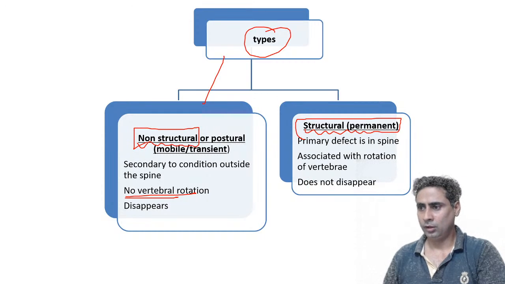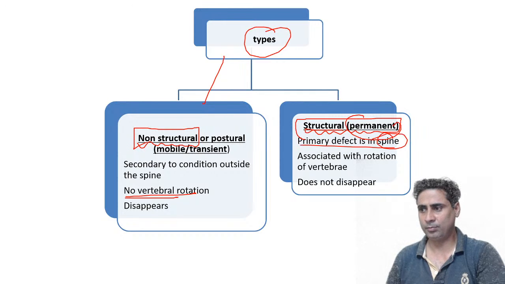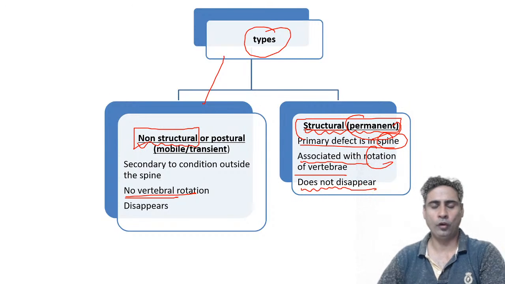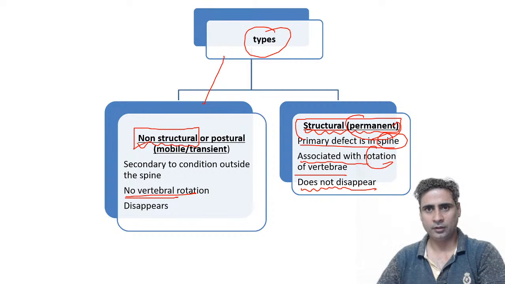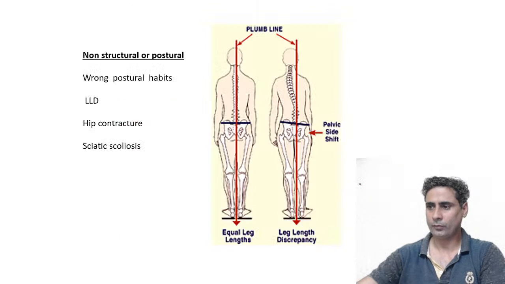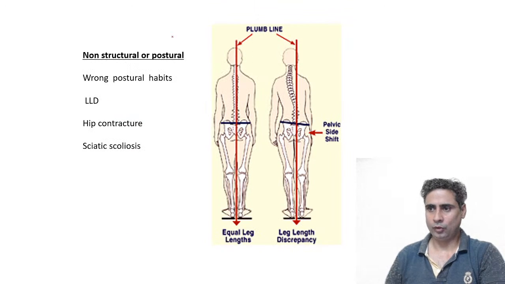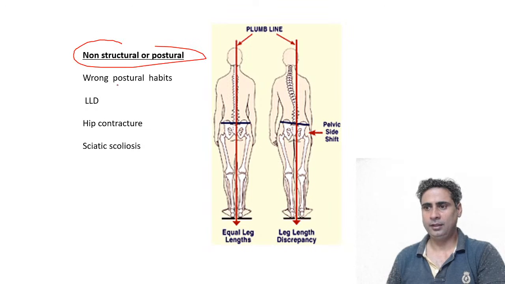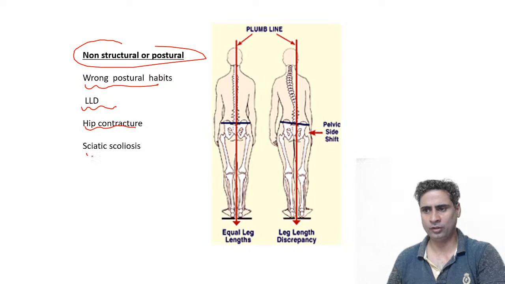So this is permanent. There is some structural defect in the spine, and it is associated with rotation of vertebrae, and it will not disappear on forward bending or suspending the patient. Now first, the non-structural type. These are due to either wrong postural habit or limb length discrepancy or hip contractures, abduction or adduction contractures, or sciatic scoliosis.